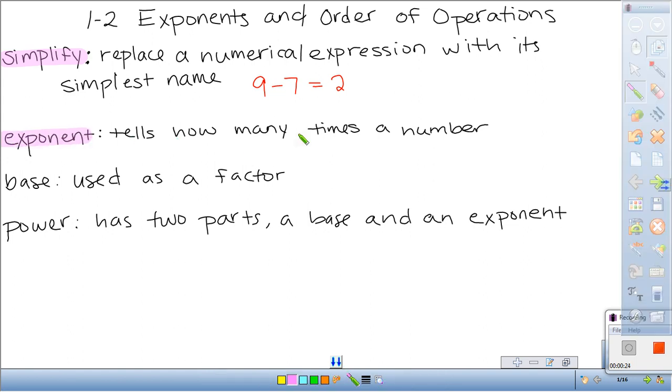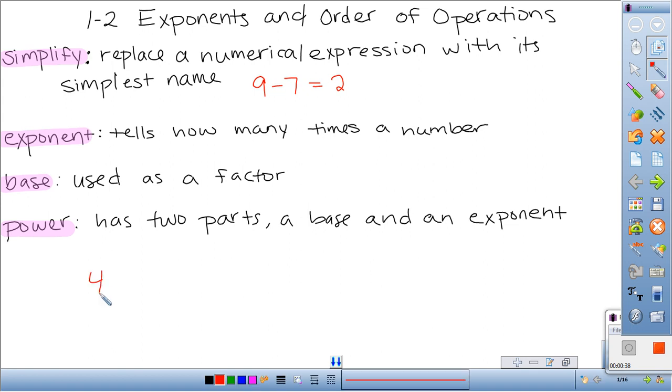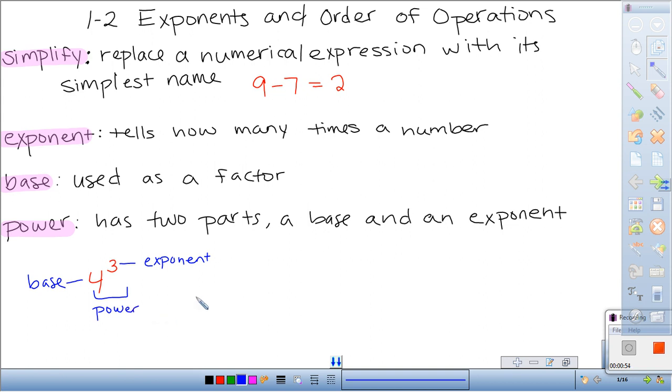An exponent tells how many times a number, a base, is used as a factor, and a power has two parts, a base and an exponent. For this example, I'll just give you one for all three. How about 4 cubed? In 4 cubed, 3 is our exponent, 4 is our base, and the whole thing, 4 cubed, is the power. 4 cubed really means 4 times 4 times 4. It means 4 times itself 3 times.